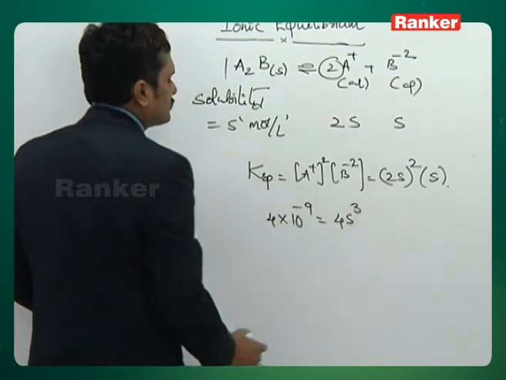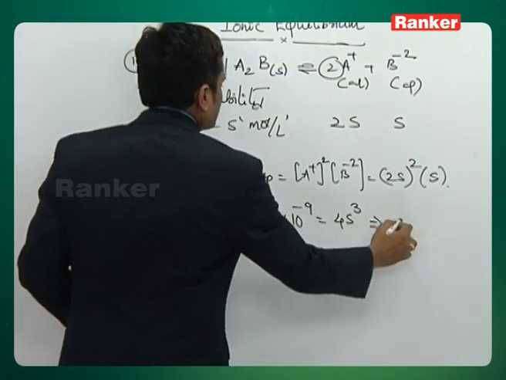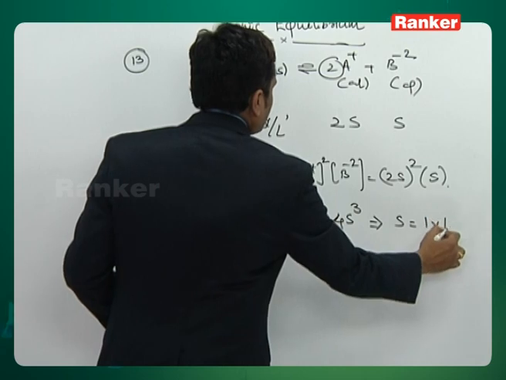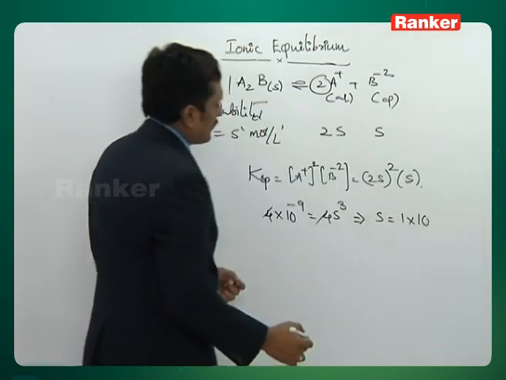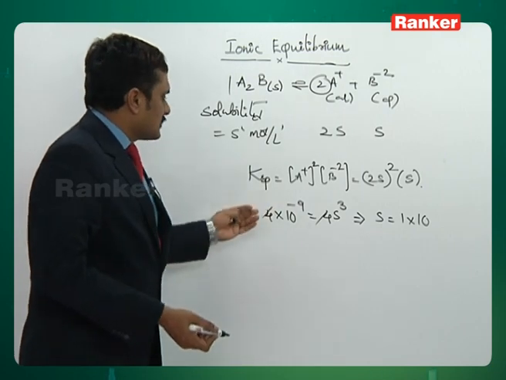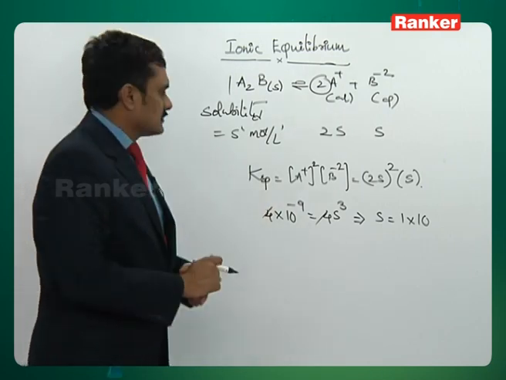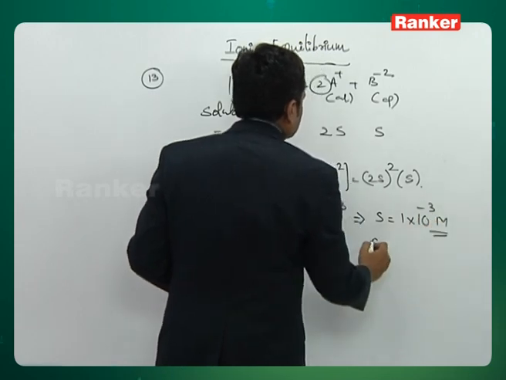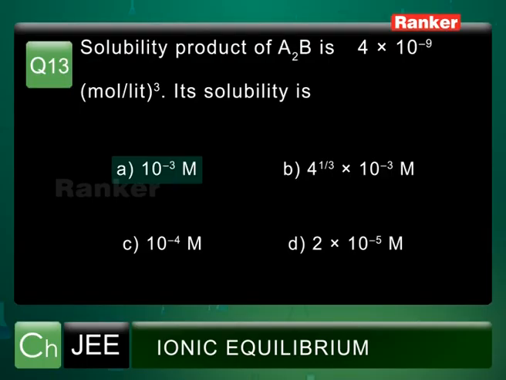Now when I simplify this, because 4 gets cancelled, S cubed turns out to be 10 to the power minus 9, so S is going to be 10 to the power minus 3. It converts into 10 to the power minus 3 molar. So the correct answer for this question is option A, that is 1 into 10 to the power minus 3 molar.